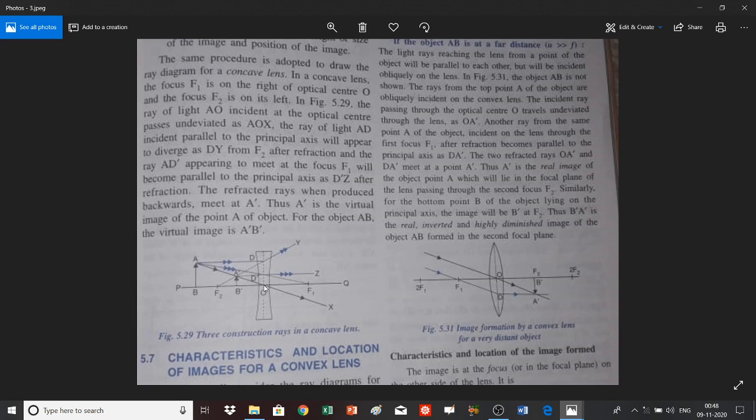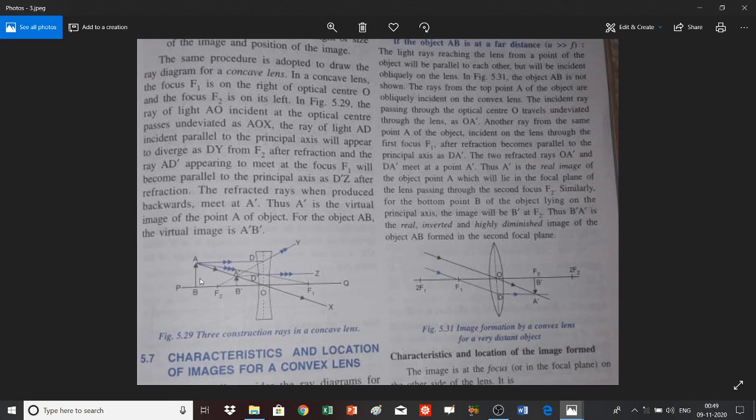Now the second one: here AD is the ray parallel to the principal axis, and you know that a parallel ray, when it falls on a concave lens, will diverge. So it will diverge in this direction, and if you extend this ray in the backward direction, it will seem to come from the second focus F2. So the parallel ray AD will seem to be diverging from the point F2.